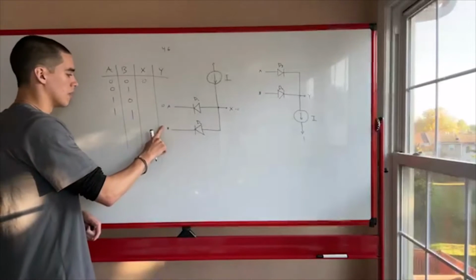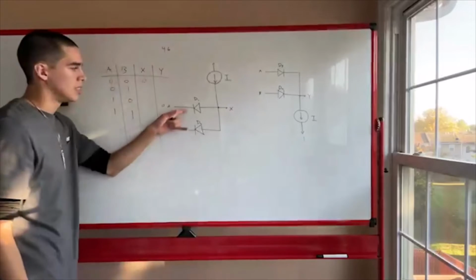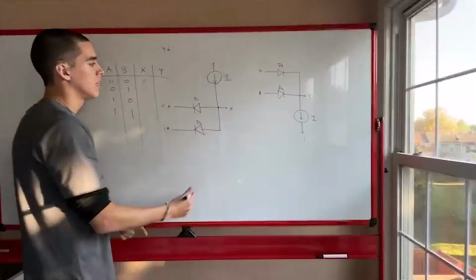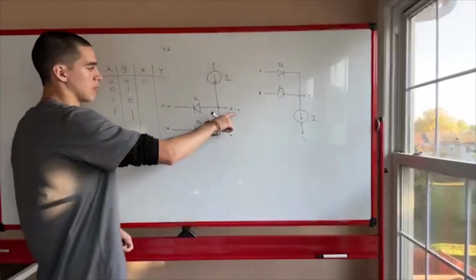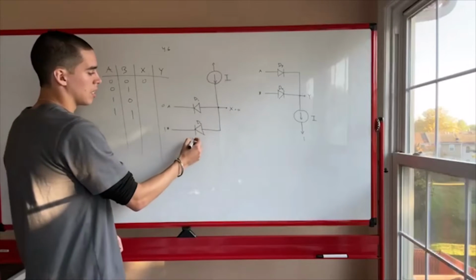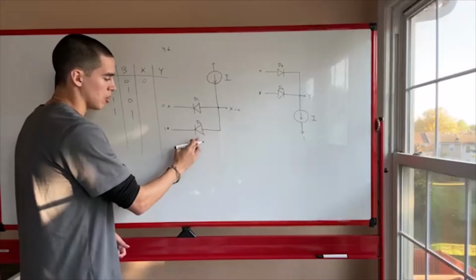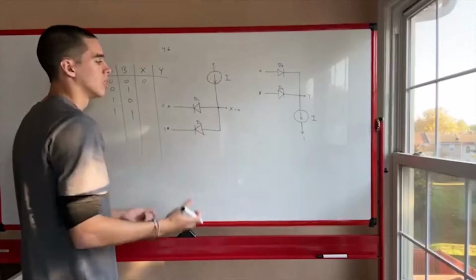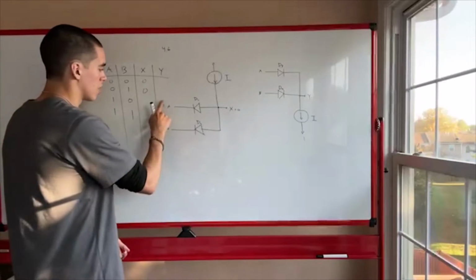A is 0 and B is 1. So let's assume D1 is on. If it's on, X is equal to 0. And if X is equal to 0 and B is equal to 1, then the current would have to go that way. In the way it doesn't go, and so this would be off, and that would all work out. So I would say X is equal to 0. But let's just double check.